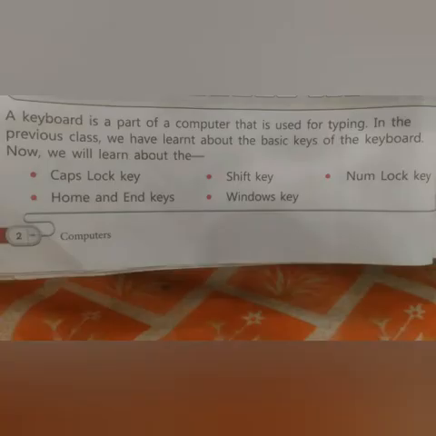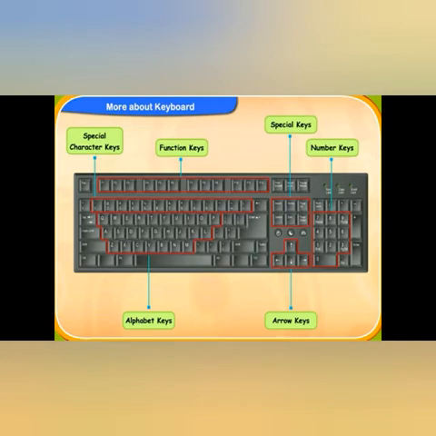A keyboard is a part of a computer that is used for typing. It is an input device. In the previous class, we have learned about the basic keys of the keyboard as we have discussed just now. There are so many keys on the keyboard. So according to their function, they are divided into 6 types. I will show you the types. They are number keys, arrow keys, alphabet keys, special character keys, function keys, and special keys.